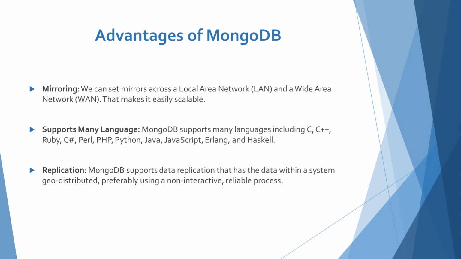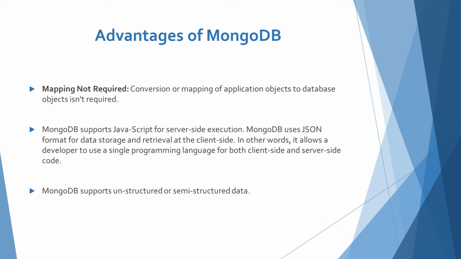Replication. MongoDB supports data replication that keeps the data within the system, geo-based, preferably using a non-interactive, reliable process. MongoDB supports replication, and the automatic failover feature is also supported. Mapping is not required. Conversion or mapping of the application objects to database objects is not required. Conversion is not required in MongoDB.